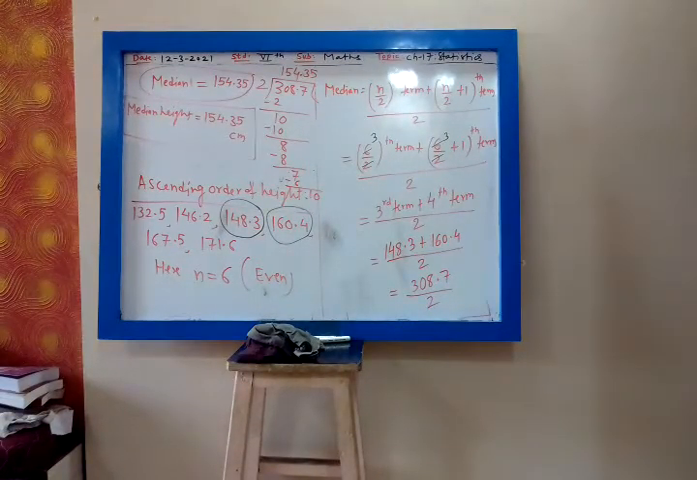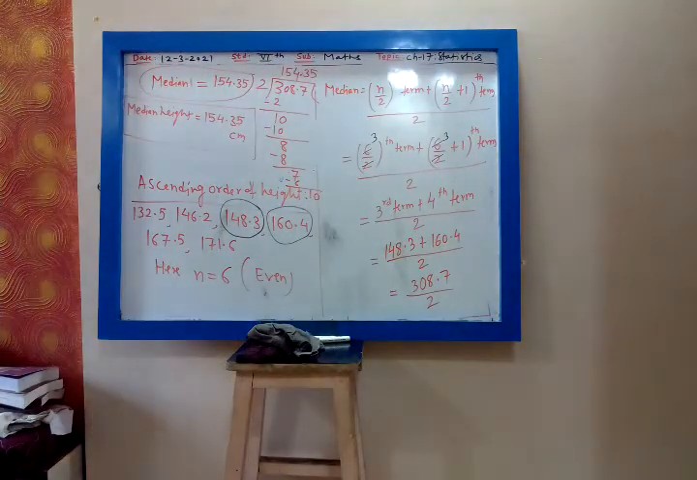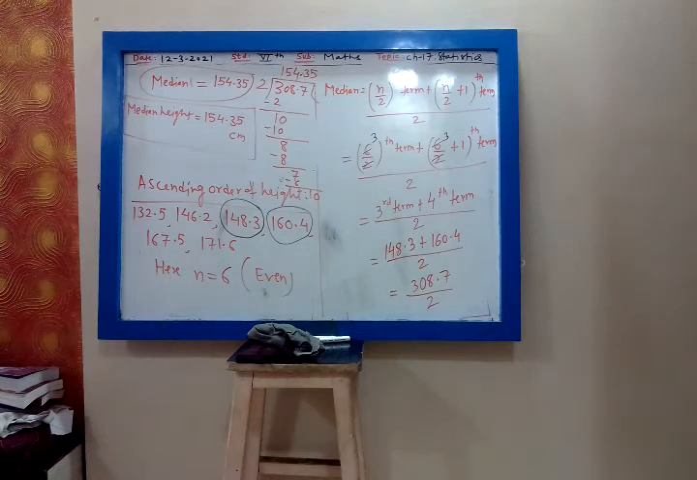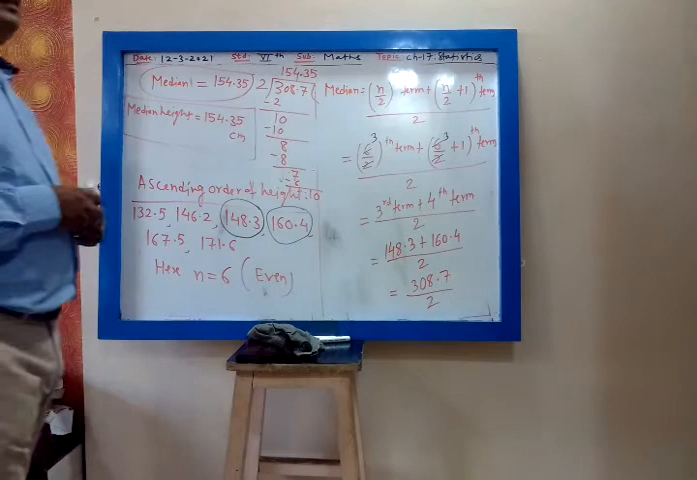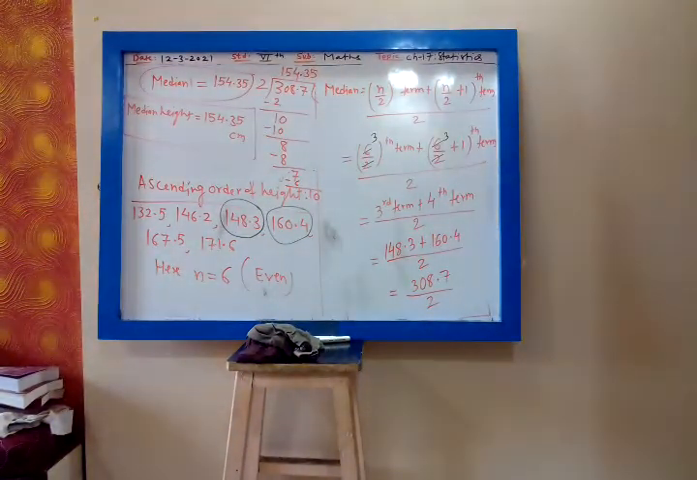So whenever it is asked to find median, first you arrange the data in ascending order. For mean it is not required to arrange the data in ascending order, but for median it is compulsory to arrange the data in ascending order. This completes this chapter, median. So our portion is over.